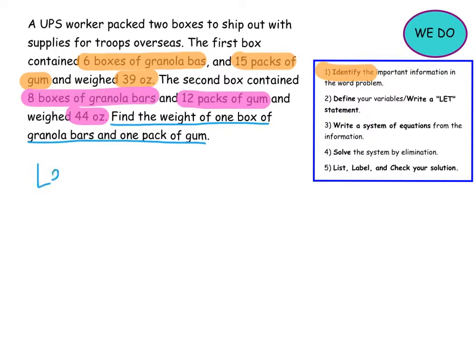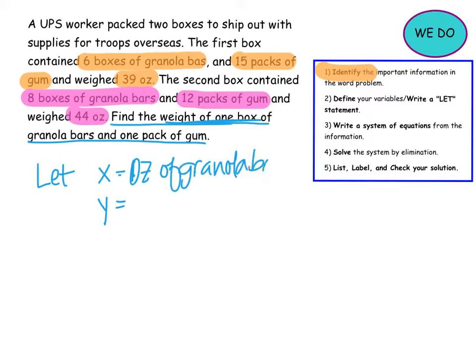And so first we're going to define our variables. What x equals, what y equals. x is going to be the weight, so the ounces of granola bars per box, and then y will be the ounces of gum per pack. So step 2 is done.